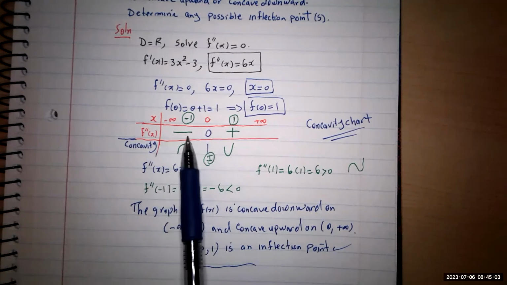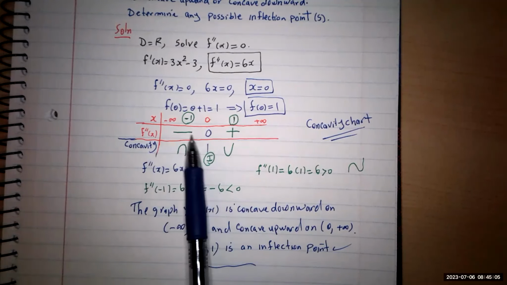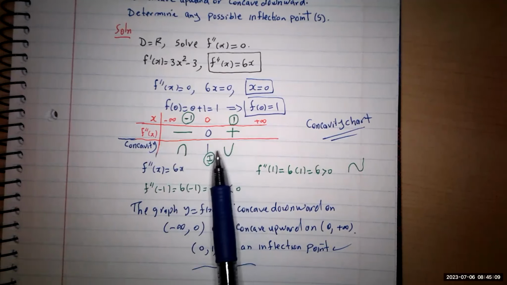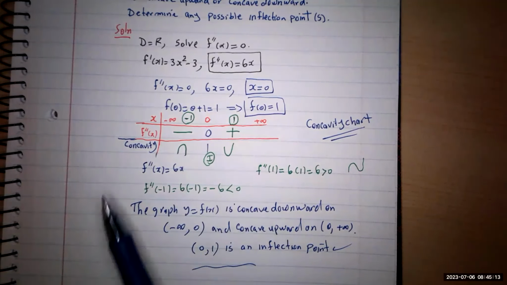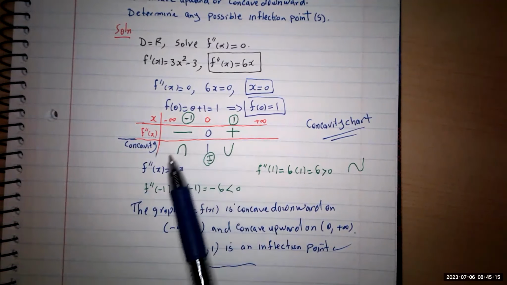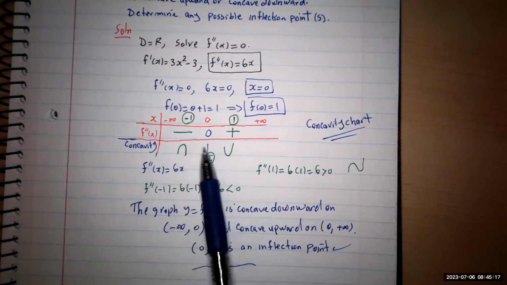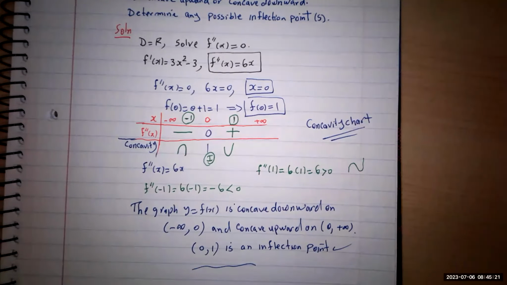So check the sign of the f double prime. Negative means down, curving down. Positive means up. If you get down, up, it's an inflection point. That's it. Give me this chart. You don't need to change this shape. You don't need to explain anything. Everything is going to be self-explained. That's it. That's concavity. Any question?